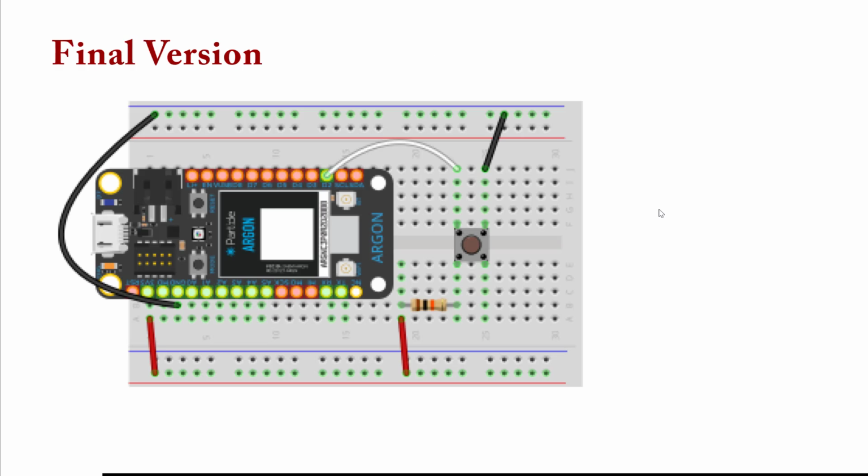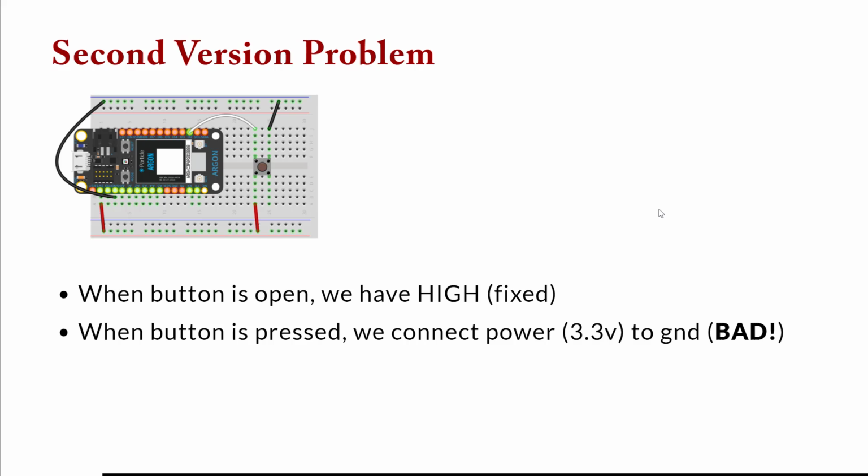Because what's going to happen is, going back here for a moment, if we have power to ground, there's going to be a significant amount of current. The current that's coming from the wall, for example, is going to travel through your board and through the Argon. And you're going to likely damage the board, damage the button possibly, and damage the Argon. So there's too much current flowing directly from power to ground.